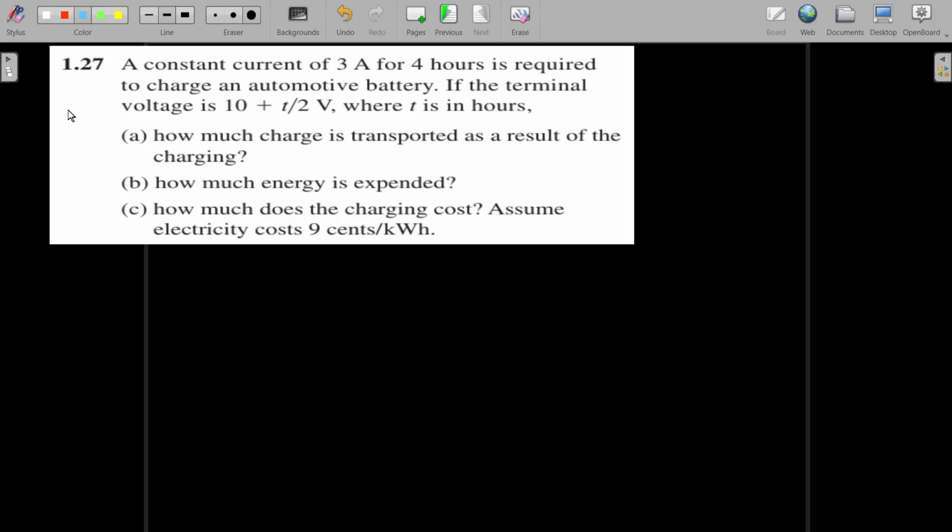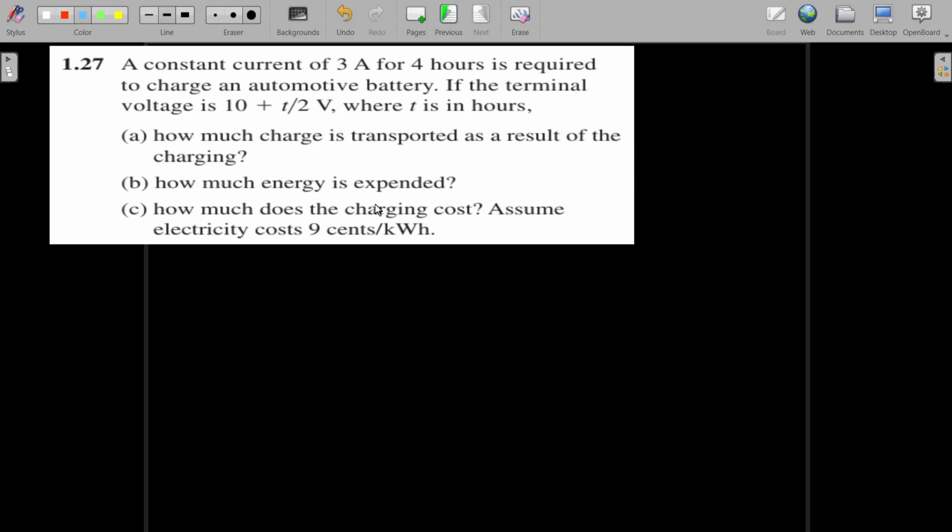Okay, this is question number 1.27 from Fundamentals of Electric Circuits by Alexander and Sadiku, 5th edition. The problem is: a constant current of 3 amps for 4 hours is required to charge an automotive battery. If the terminal voltage is 10 + t/2 volts, where t is in hours, how much charge is transported as a result of charging?